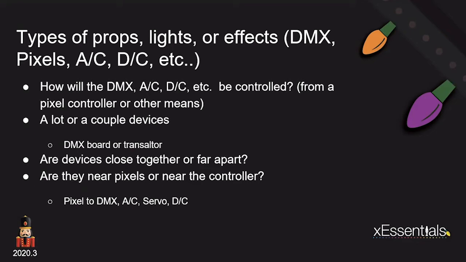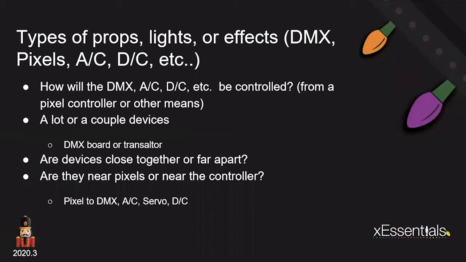Are you going to be running a lot of devices near each other? Are you going to be running devices spread all over the place? Do you need to use a DMX board or translator in order to run the DMX equipment, or can you just output regular DMX to it, or are you going to need a DC converter? Are there any devices close together or far apart? And are they near pixels or near controllers?